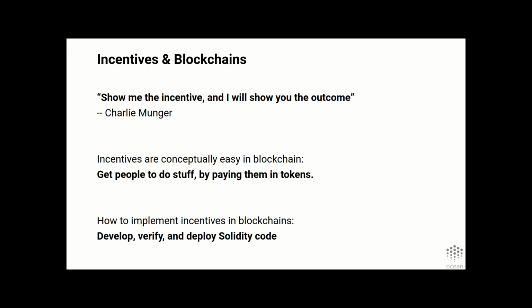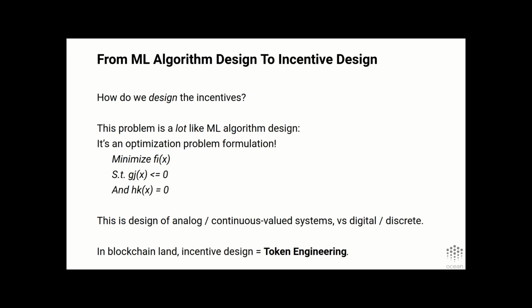How do you implement these incentives in blockchains? It's the 3 steps I gave before in that picture. Develop, verify, and deploy Solidity code. So that's the heart of it, right? But then that Solidity code is shaped a particular way, just like Python code for Django is a different shape than Python code for ML. So the equivalent here is the Python code for ML. It's much more continuous valued, etc., right?